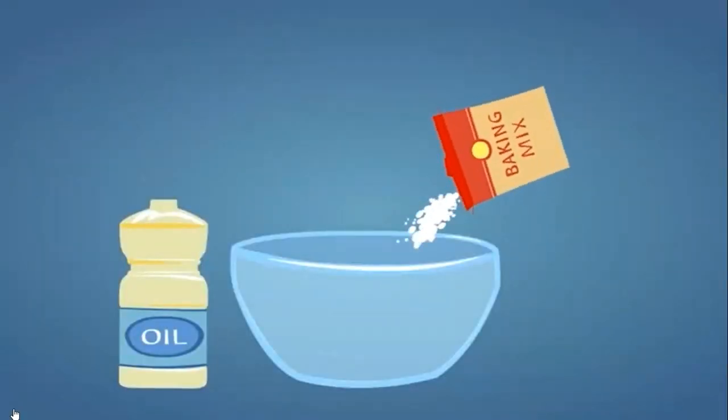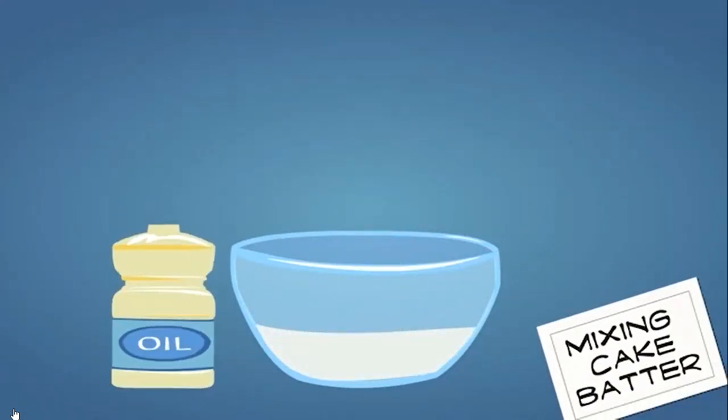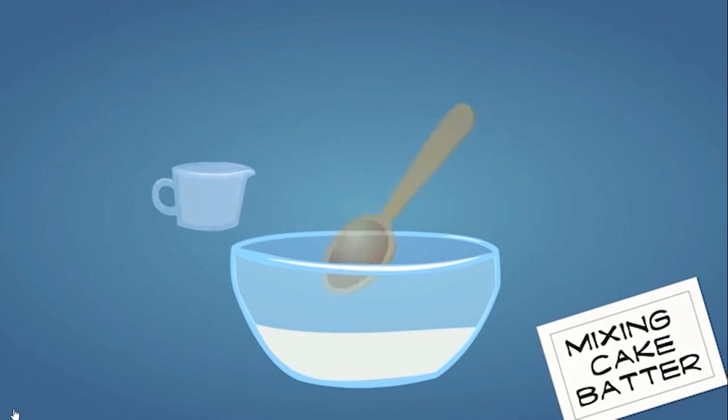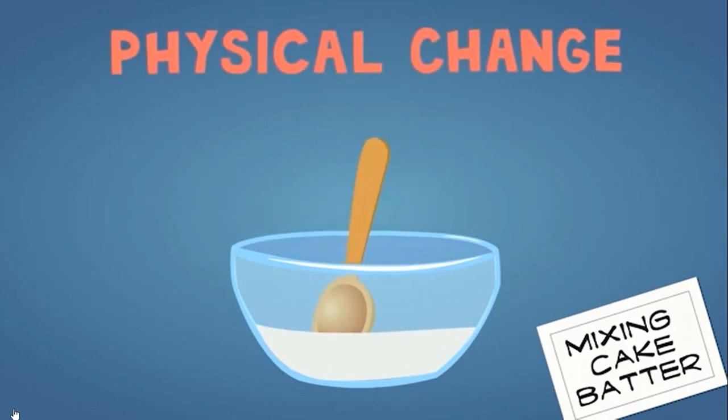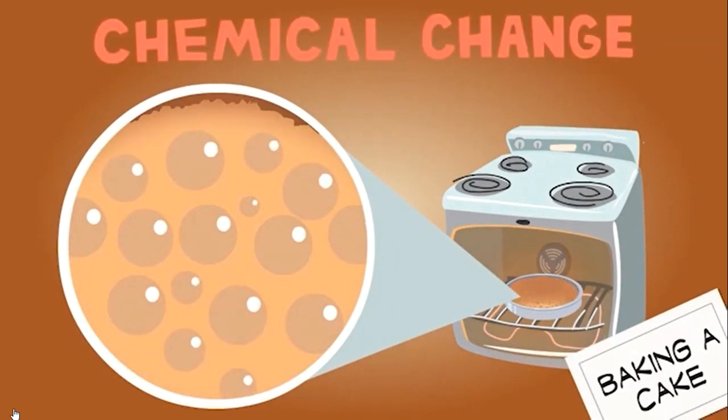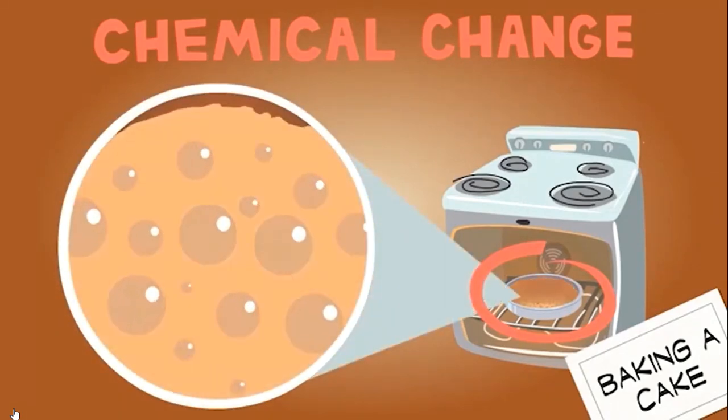So you have some cake mix, and you stir in an egg and some oil and maybe some water. You still have all these things. Mixing cake batter is a physical change. So now you bake the cake. I'm going to call that a chemical change. So how did you come up with that? Well, you get something new, right? The cake. Plus, there's a color change. And the cake rises because tiny bubbles are formed.